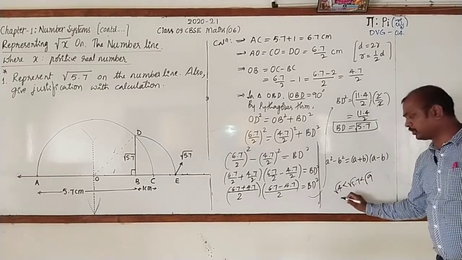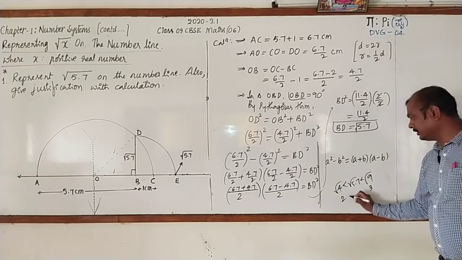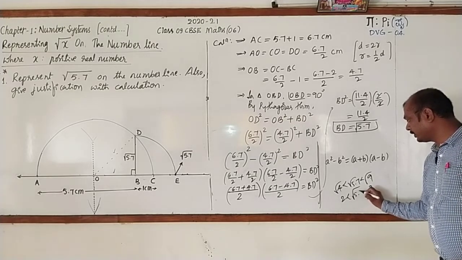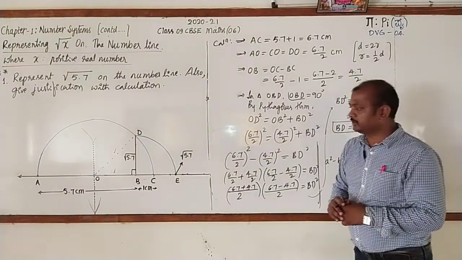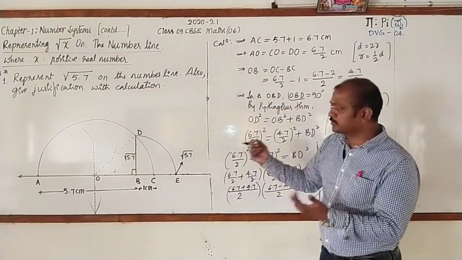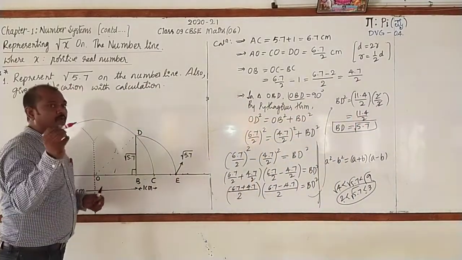Then what is square root of 4? It is 2. Square root of 9? It is 3. Then square root of 5.7 lies between 2 and 3. Then how can we tell, there are no numbers on the line. Yes, you are right. Hence now I am going to write the numbers.